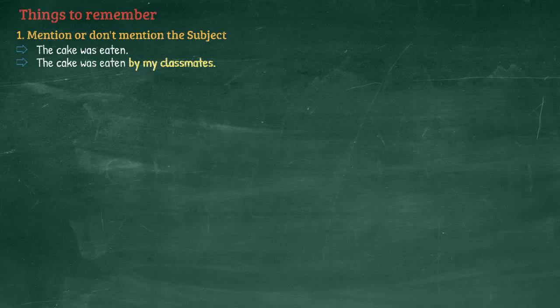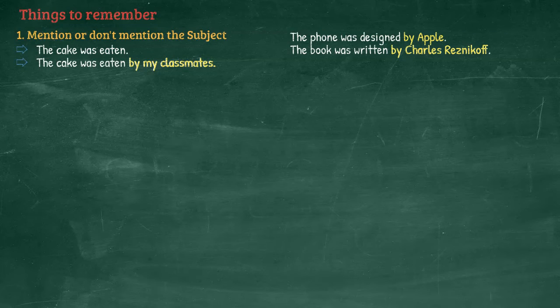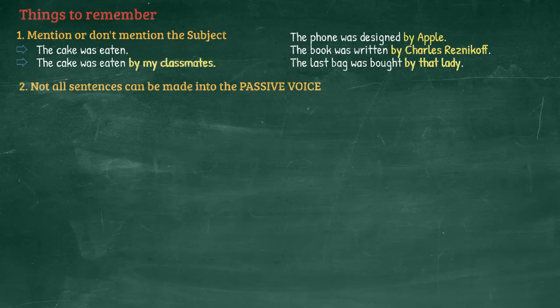If we want to make a sentence where we include the subject, we need to say "by" and then add the subject. For instance, the phone was designed by Apple. The book was written by Charles Resnicoff. The last bag was bought by that lady. Of course, this is not always necessary, but we cannot do this with all sentences. And this brings us to the second point.